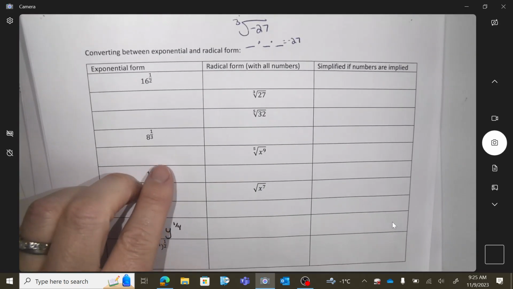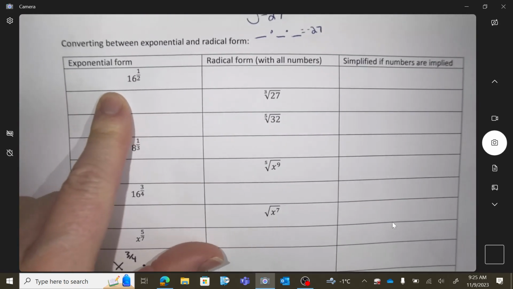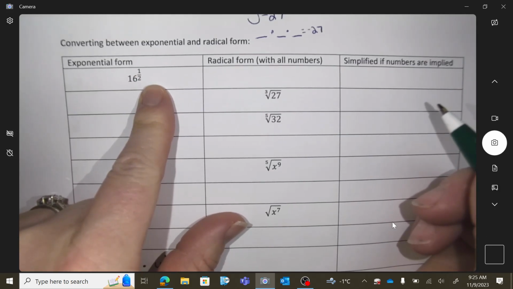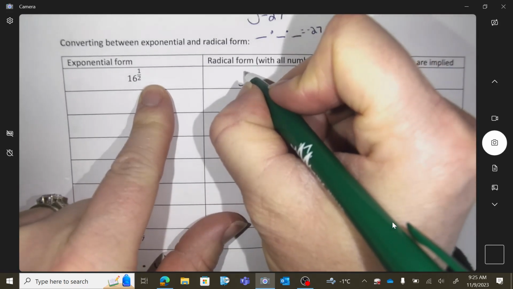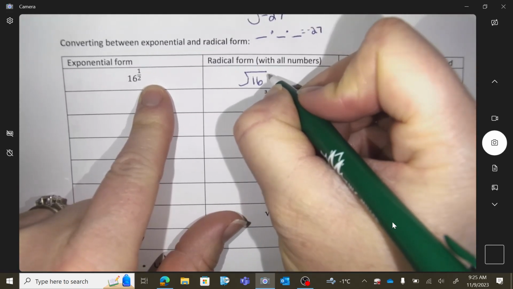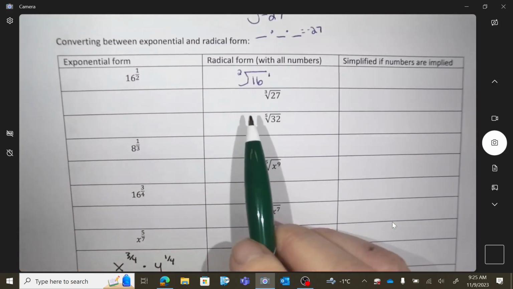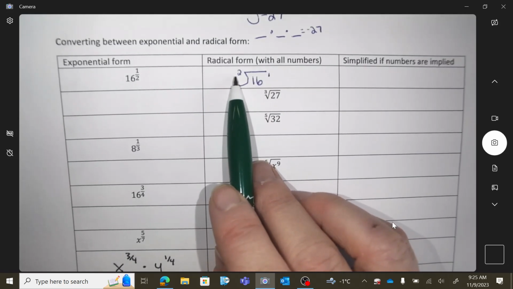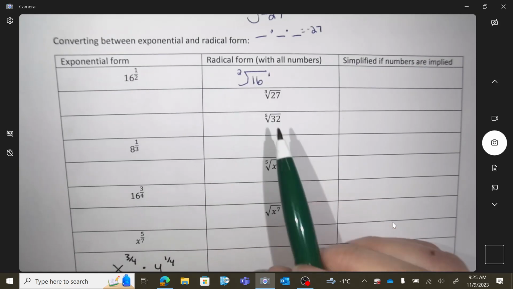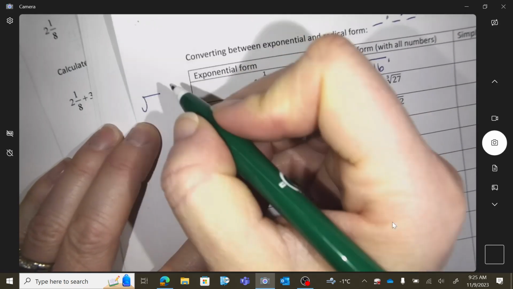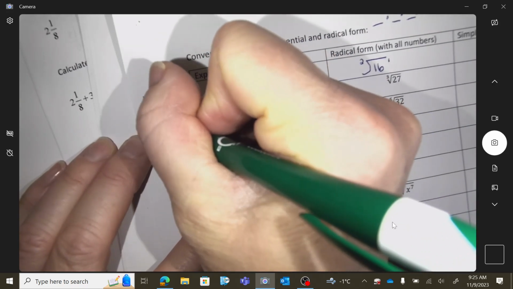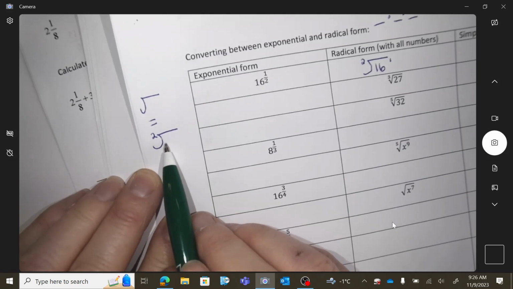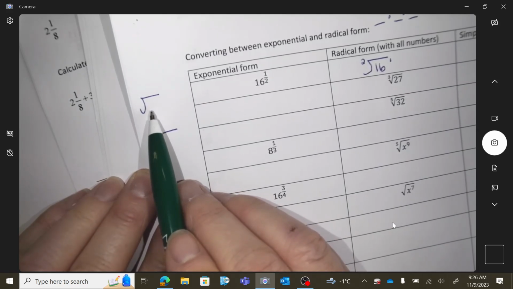Okay, so this one, radical versus exponent form. So we already know that a 1/2 is the same as doing a what? Square root. And technically, this would be where your 1 goes, and this is where your 2 goes. So in math, we usually just write that, but it is really doing that. The square root is in math just like that. Okay?